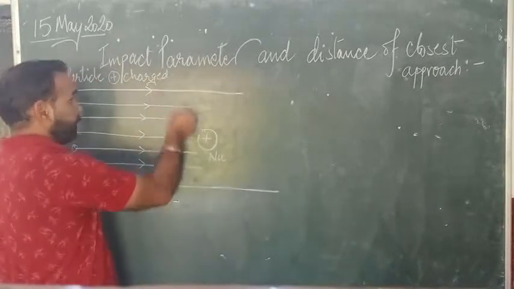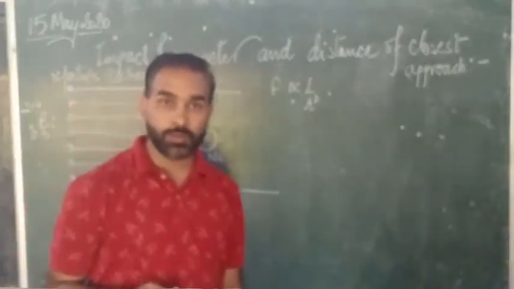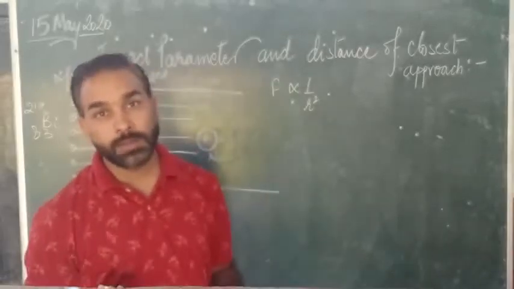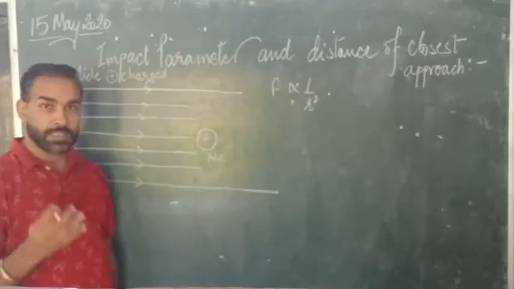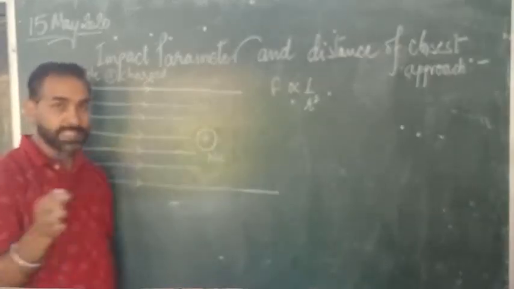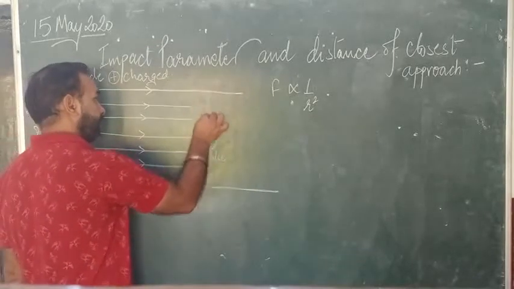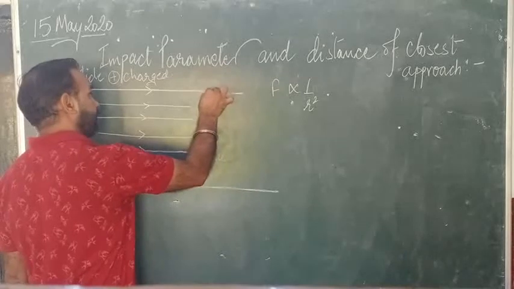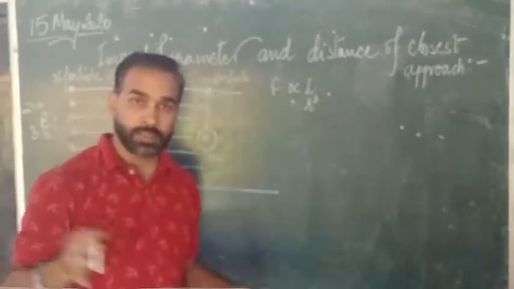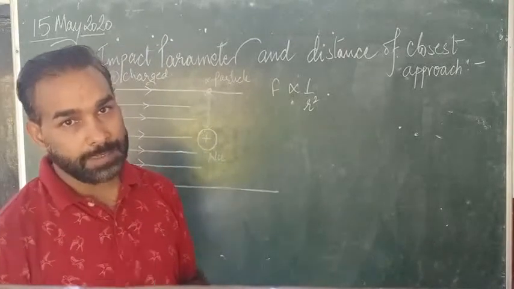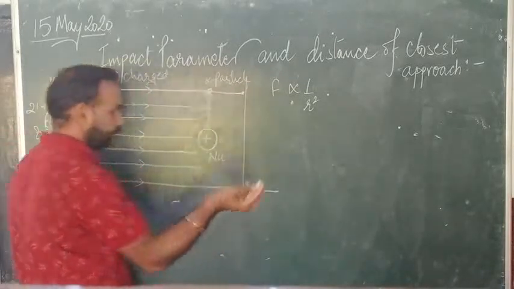So Coulombian force F is inversely proportional to R square. This you already know: the Coulombian force between two charges is inversely proportional to the square of the distance of separation between them. According to the observation in the Geiger-Marsden experiment, the first observation is that most of the alpha particles pass straight through the gold foil. That means the distance of separation between that positive alpha particle and the nucleus must be the farthest. The farther the distance, the weaker the force, so this particle will go straight to the screen.